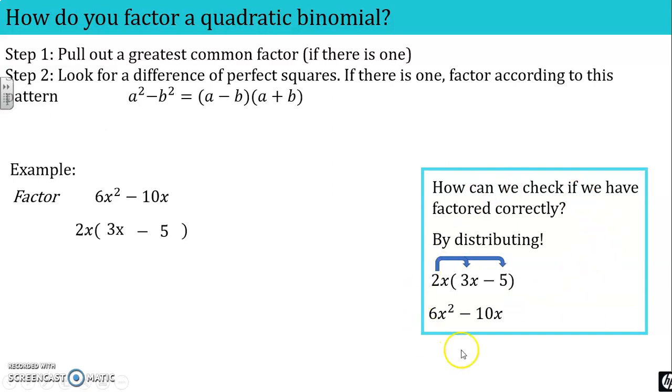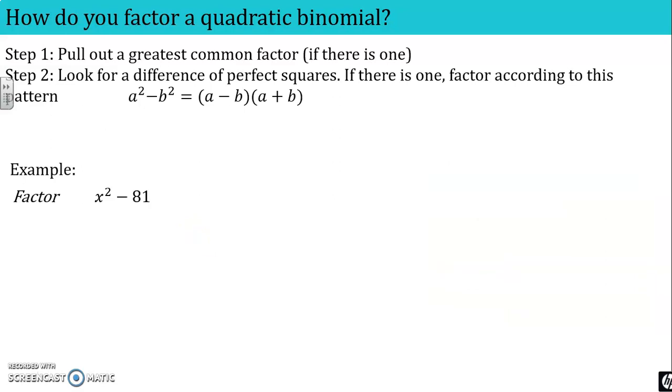Okay, so you don't necessarily have to do this, but especially when you're new to factoring, it's good to double check in your head or double check on paper that you did it correctly by distributing. All right, but this over here, right here, is our final answer. Let's look at a couple more examples.